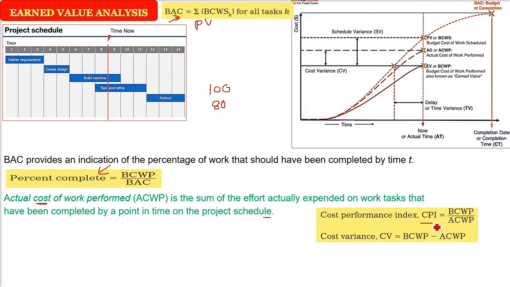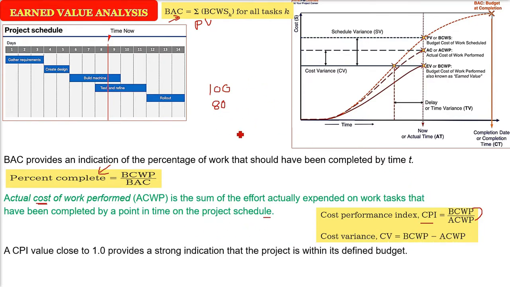So the cost performance index CPI can be computed by BCWP by ACWP, and cost variance can be computed by BCWP minus ACWP. Again, same thing, I will take an example. A CPI value close to 1 shows the project is perfectly fine with respect to budget amount. Previously it was schedule, now it is talking about budget.